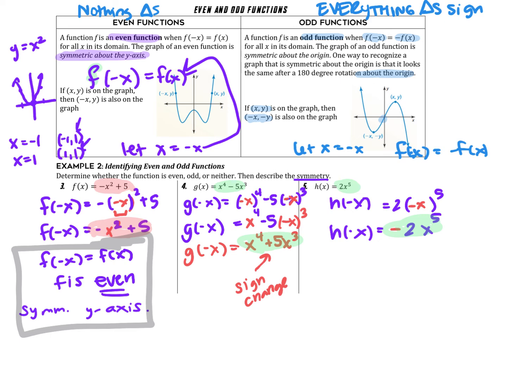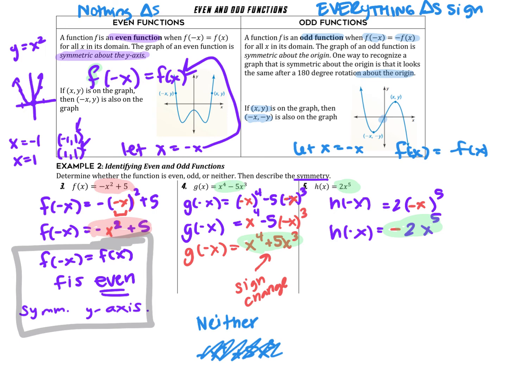On number 4, we plugged in negative x, and we got positive x to the 4th, and we got plus 5x to the 3rd. So what I want you to notice is that the 5 changed sign, but the x to the 4th did not change sign. So this is not even because something changed. It's not odd because everything didn't change. So this is neither. It would be odd if everything changed sign, but not if just some things change sign. So if nothing changes sign, it's even. If everything changes sign, it's odd. If some stuff changes, it's just neither.